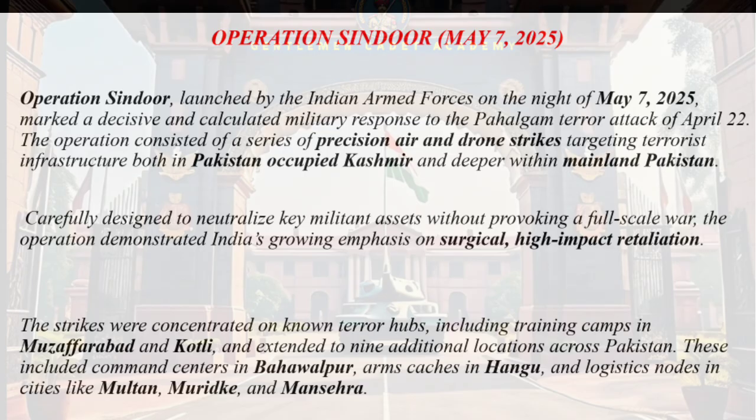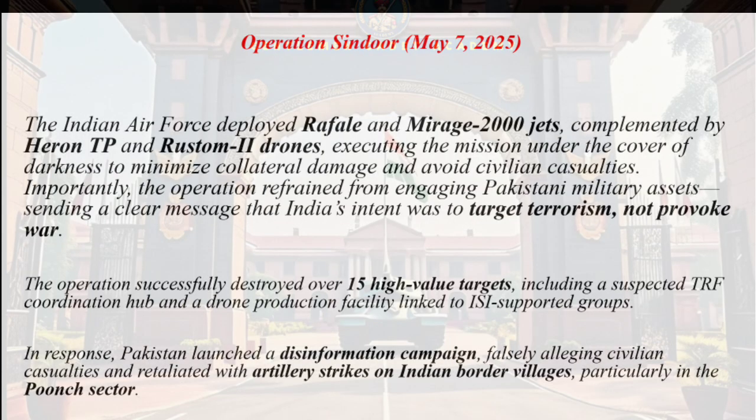So the key strikes included Muzaffarabad and Kotli in POK, as well as command centers in Bahawalpur, armed depots in Hangu, and logistics nodes in cities such as Multan, Muridke, and Mansehra. The wide geographical spread demonstrated India's improved ISR, that is intelligence, surveillance, and reconnaissance capability, and the political will to pursue non-state actors beyond traditional confines. So the planning also included careful deconfliction to avoid civilian casualties and avoid escalation with the Pakistan military. Now talking about the operational execution.